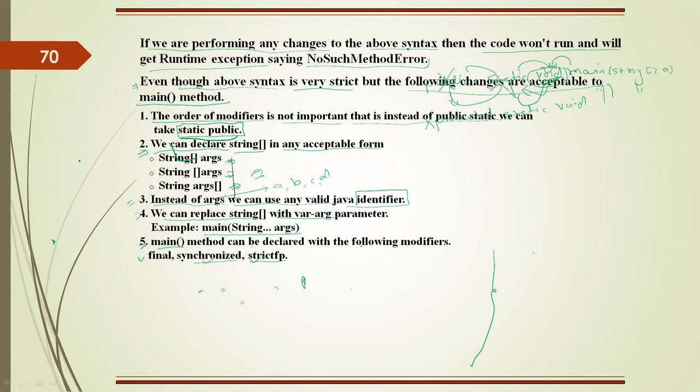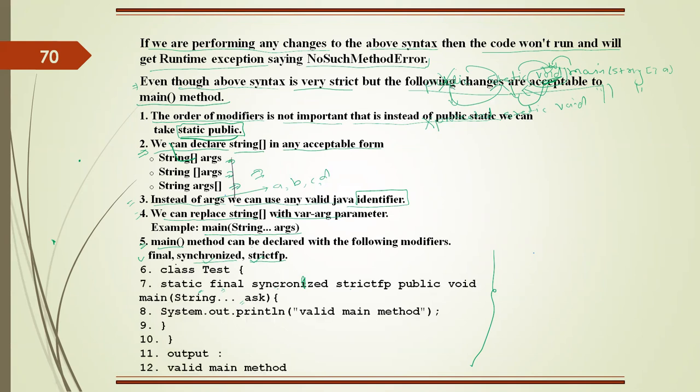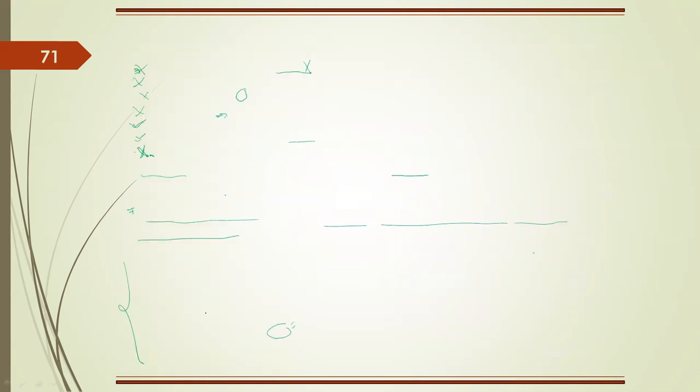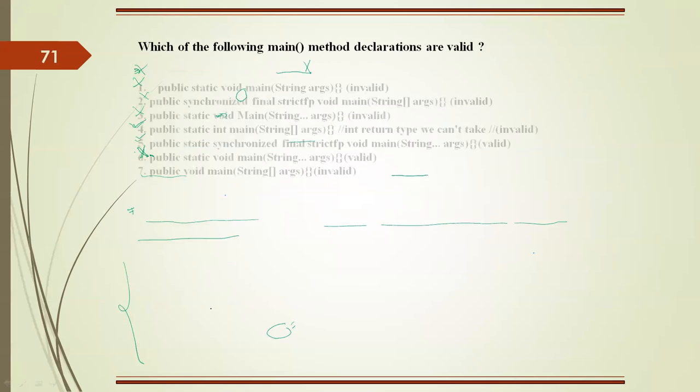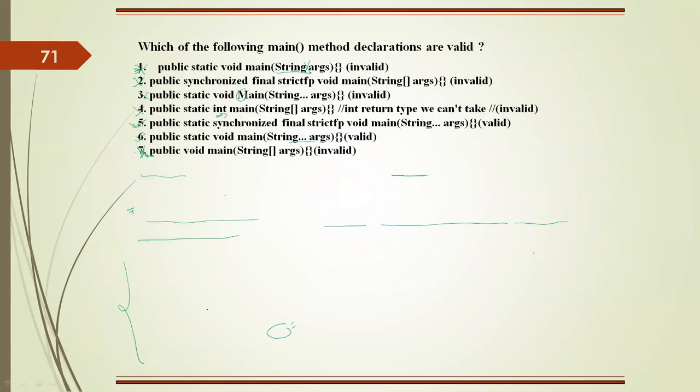The main method can be declared with the following modifiers: final, synchronized, strictfp. You can use them and you can swap them also. Not required. Which of the following main method declarations are valid or invalid? You can take that as a screenshot.